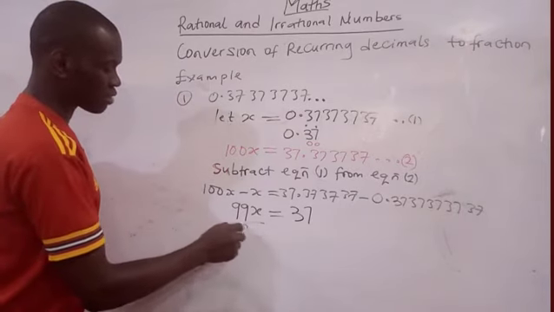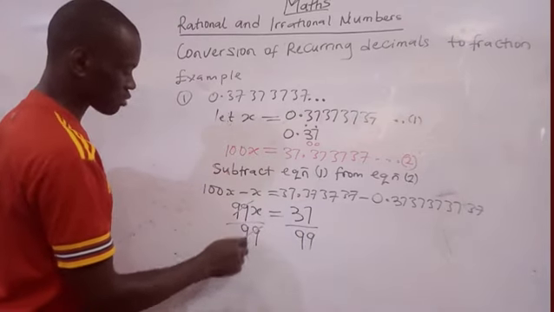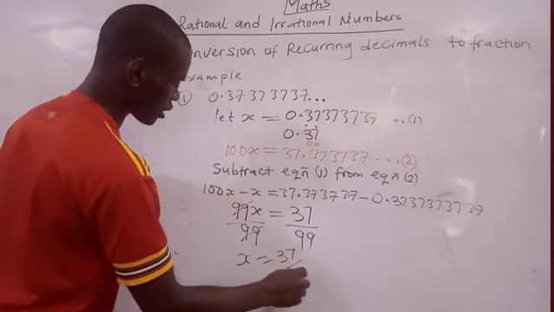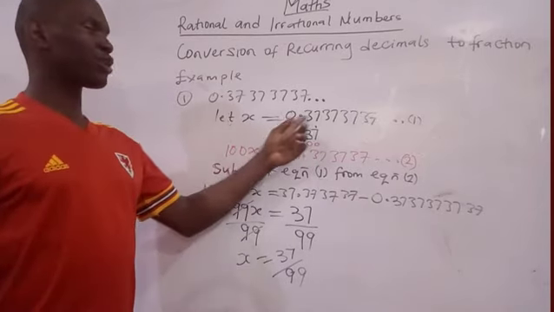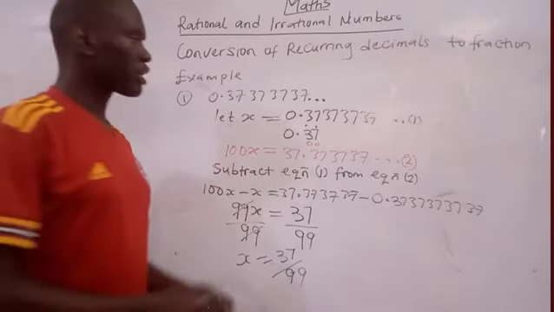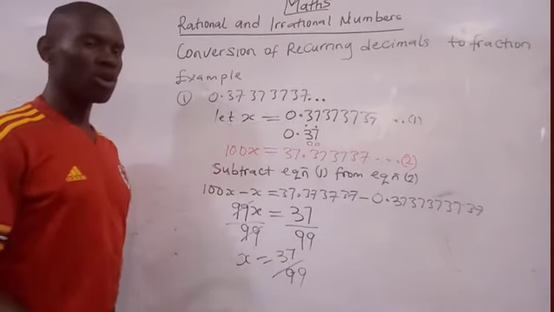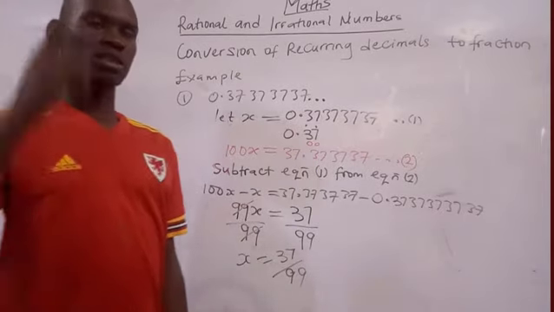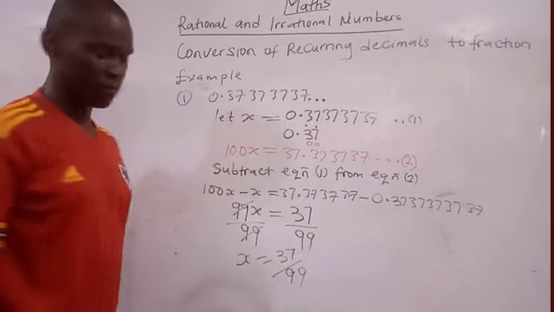Therefore, divide both sides by 99. This guy will cancel this guy. Therefore, x is equal to 37 over 99. If you punch 37 over 99 in your calculator, it will give you the recurring decimal. So, unlike terminating decimals, we cannot just assume a number of zeros and represent it as a fraction of that. We simply follow this step and arrive at a particular fraction. So, this same number here is what we have here.